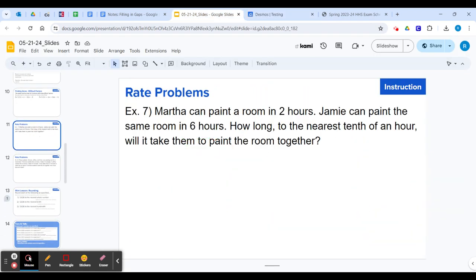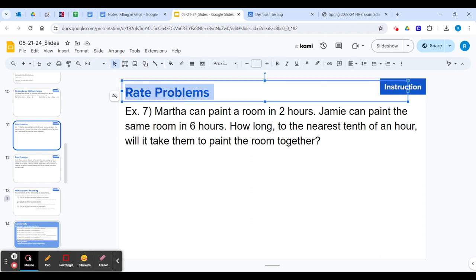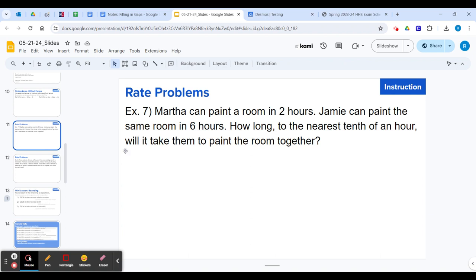All right, last fill in the blank that we're going to hit today deals with rate problems. We kind of skipped this when we did our rational expressions unit, but this is something that can be handled with rational expressions. So let's read this problem first. Martha can paint a room in 2 hours. Jamie can paint the same room in 6 hours. How long, to the nearest tenth of an hour, will it take them to paint the room together?